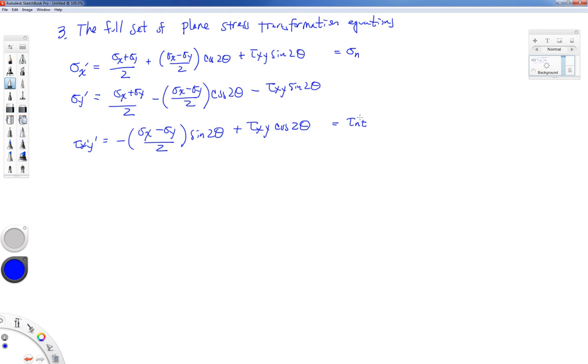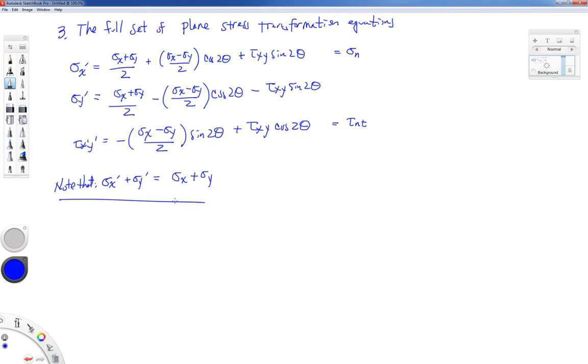Now, if you look at these equations kind of carefully, you may notice something. If we add together the sigma x prime and sigma y prime equations, what we're going to get is these first two terms have sigma x plus sigma y over 2. If we add them together, since there's two of them, we have sigma x plus sigma y. And these next two terms annihilate each other. They cancel out. They're the same terms with opposite signs. So this is kind of handy sometimes. Note that sigma x prime plus sigma y prime is equal to sigma x plus sigma y.